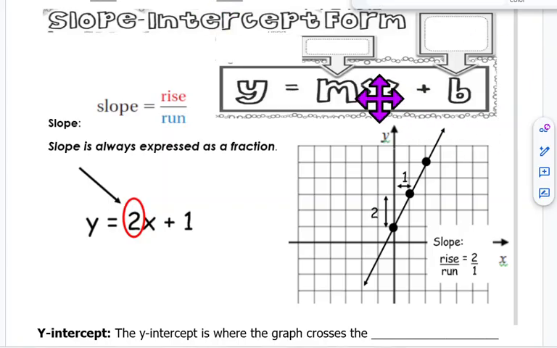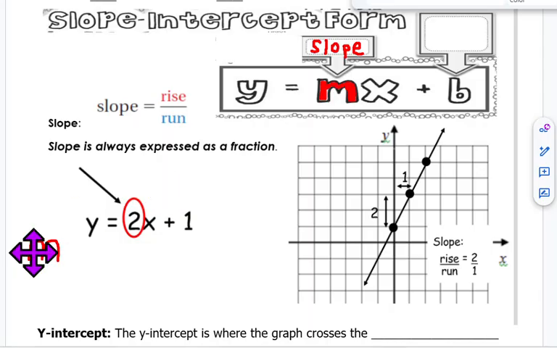Okay, so slope-intercept form. We learned about slope last class. Slope-intercept form uses your slope, remember, which is your rise over your run, and another thing called the y-intercept. The equation is y equals mx plus b. The m in the equation stands for your slope, and the slope, remember, is your rise over run.